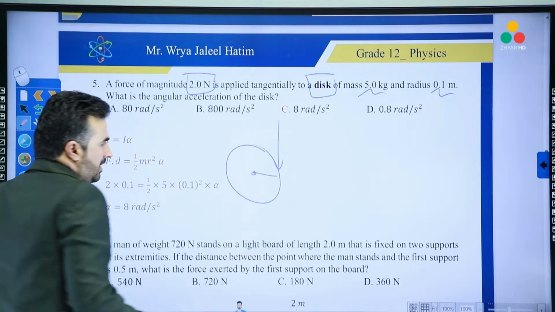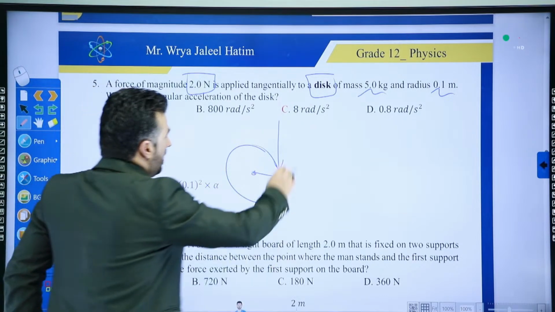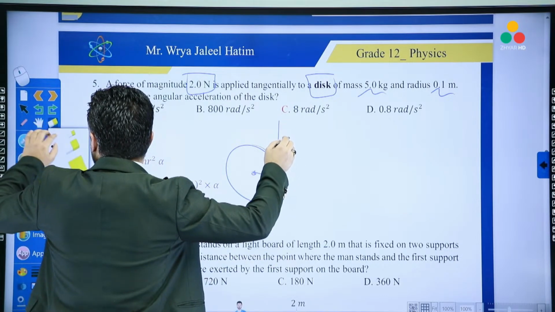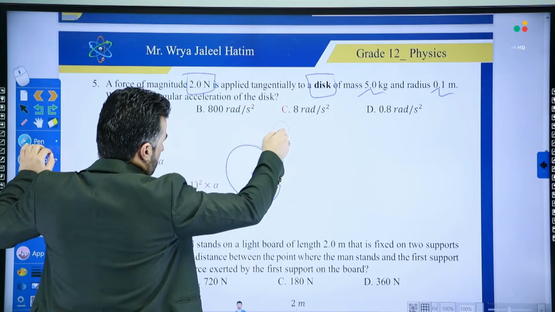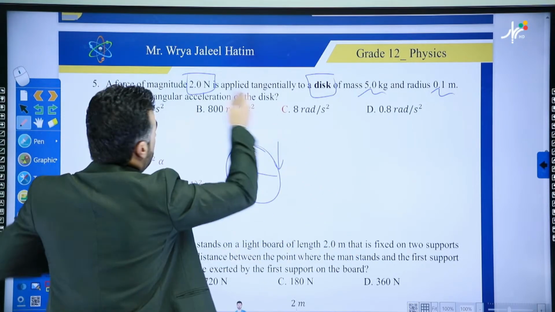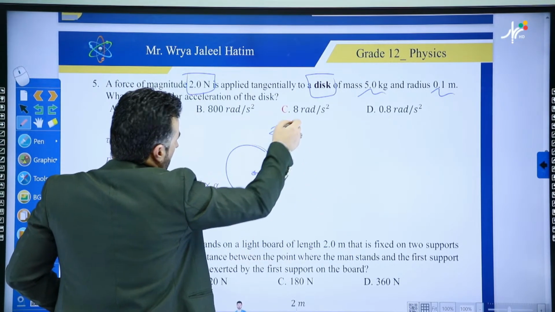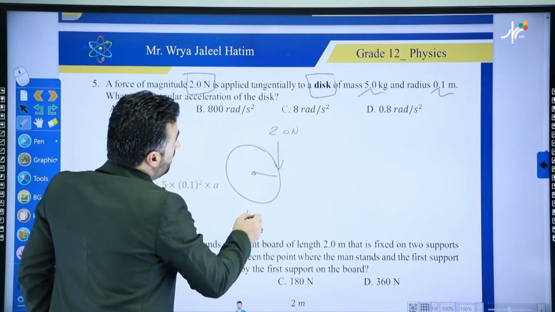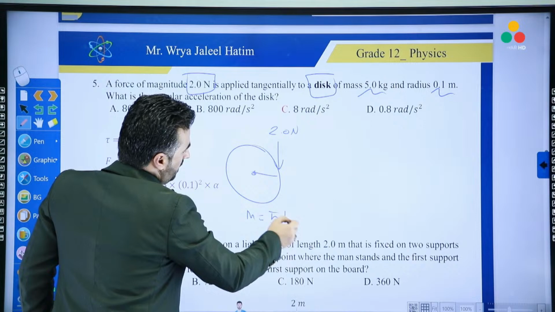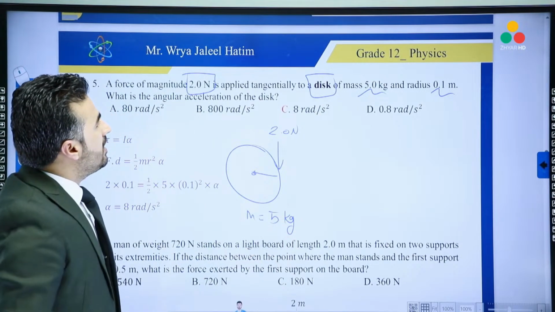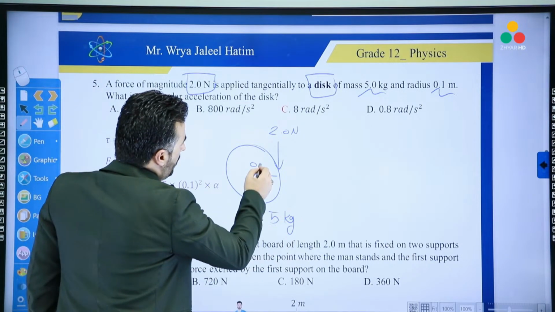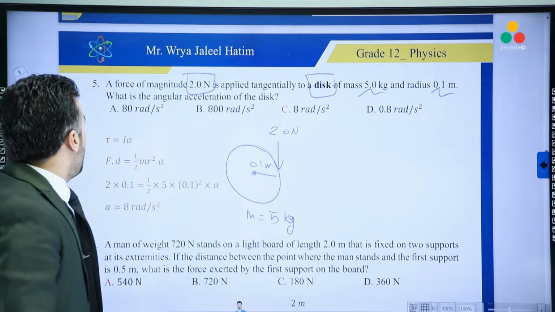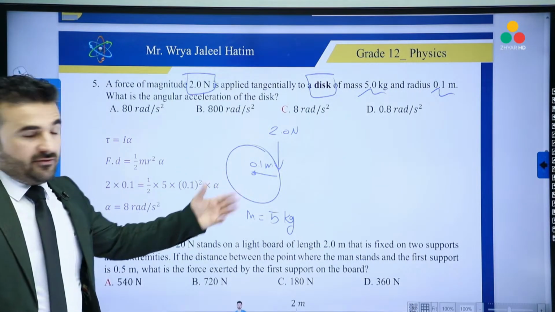So there is a disk. You can do a better shape though. There is a force of 2 Newton applied tangentially to the disk, and the mass of this disk is 5 kilograms, okay? And then the radius of the disk is 0.1 meter. All right, so what is the angular acceleration of the disk?